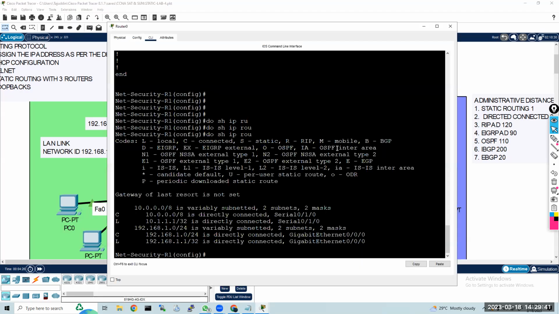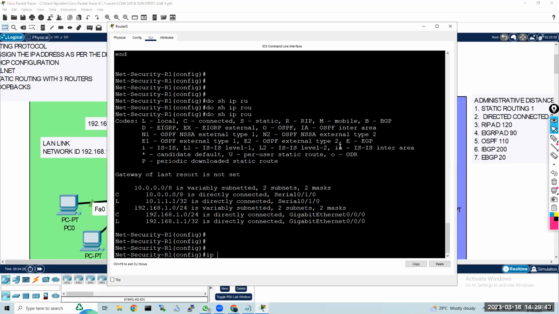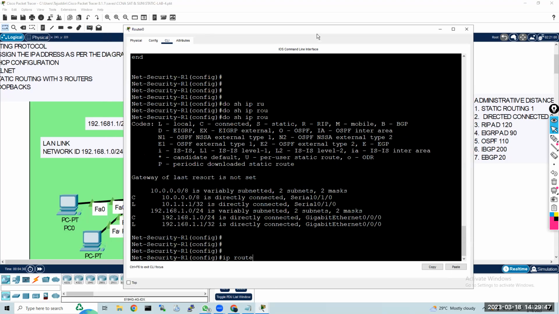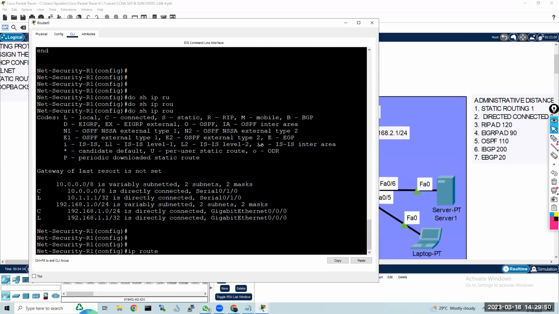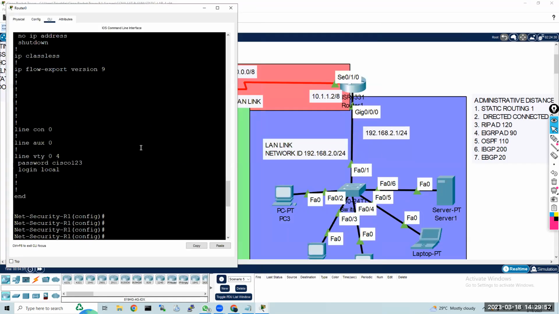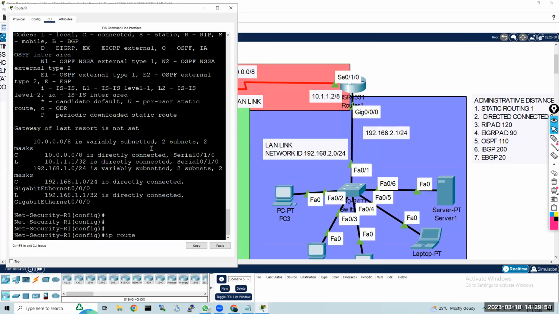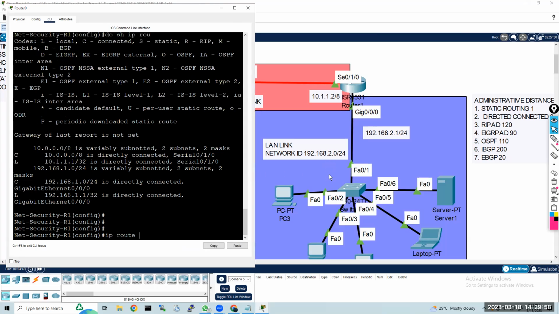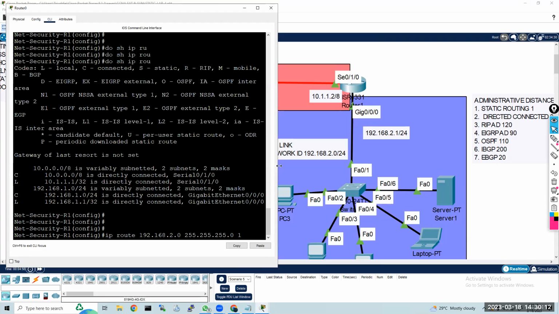Very simple command, right? Go to global configuration mode, ip route. First understand where to where I should configure. So ip route to reach the 2.0 network, that is the 192.168.2.0 network. Give the subnet mask. Go via which IP? 10.1.1.2, correct? Yes.